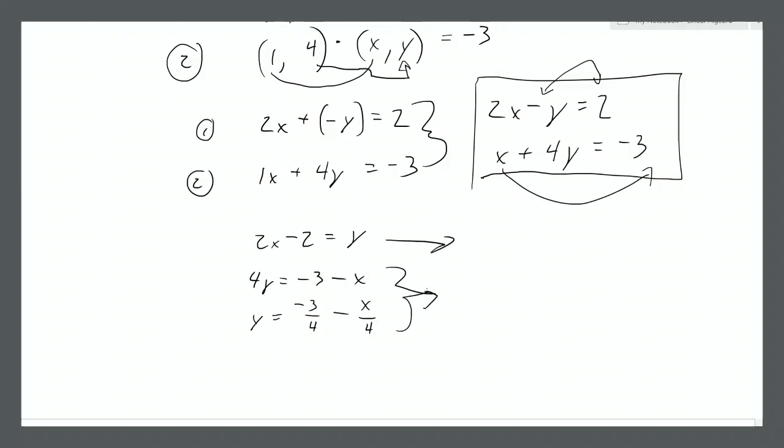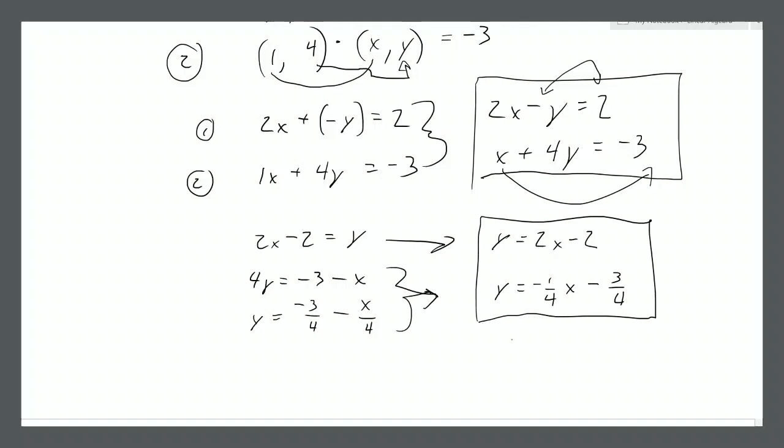And writing that as two equations of lines, we have y equals 2x minus 2, and y equals negative a quarter x minus 3 over 4, right? And so if we solve for x and y in this situation, we will get the point where these two lines intersect.